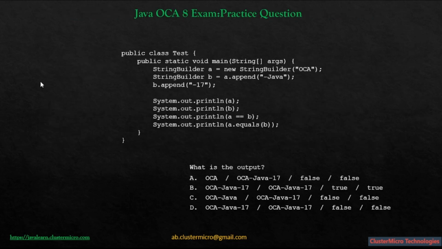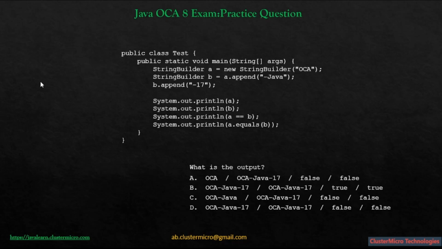So we have come to the practice question. Let's trace this step by step. This question is testing two things simultaneously: the shared reference trap and the equals behavior of StringBuilder. So line 1, we see StringBuilder a = new StringBuilder("OCA"). a is created holding OCA, one object in memory. a points to it. And line 2, StringBuilder b = a.append("-Java").